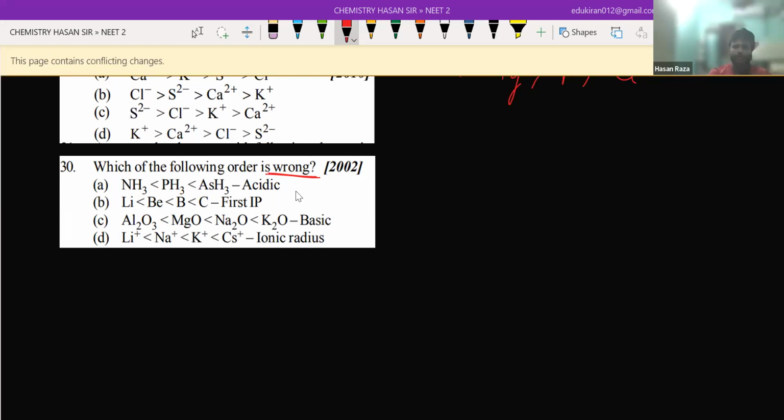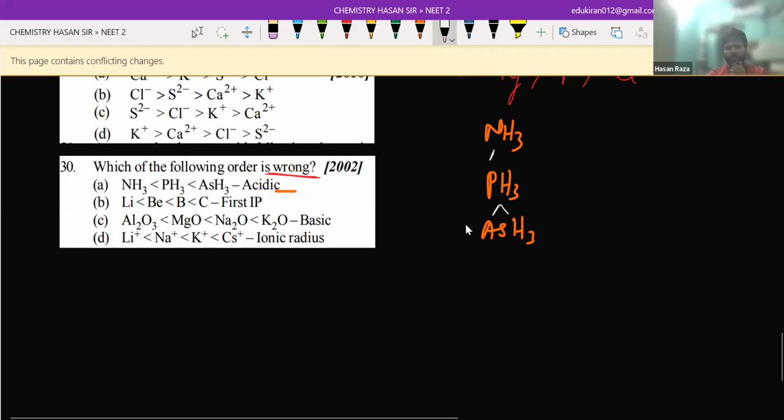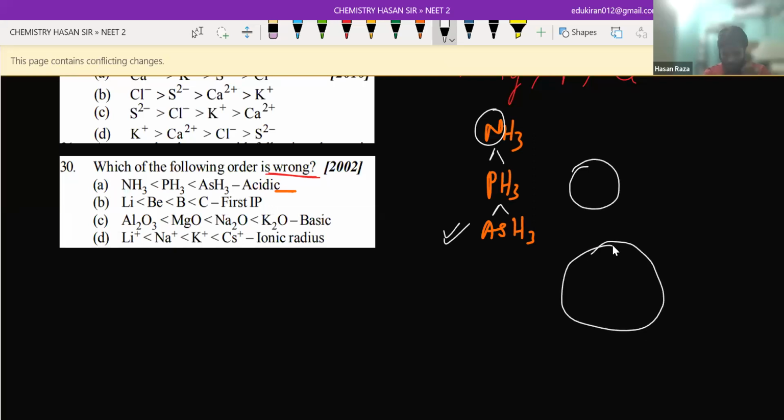First of all, acidic character. Which of the following orders is wrong? This is your NH3, this is your PH3, and this is your AsH3. In this, it has been given that this is the most acidic. So you need to check: what is an acid? The one which gives H plus easily. Nitrogen is small, phosphorus is larger than nitrogen, and arsenic is larger than phosphorus. So the bond length increases, hence bond strength decreases. Since AsH3 will have a larger bond length, it can be easily broken and can give you hydrogen easily. That's why this option is correct.